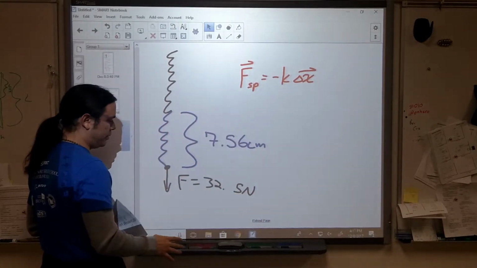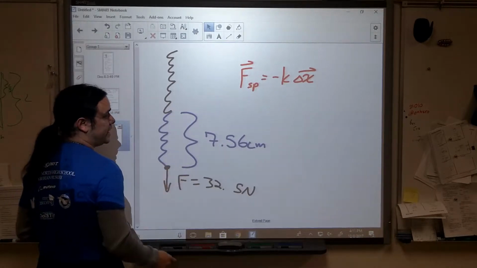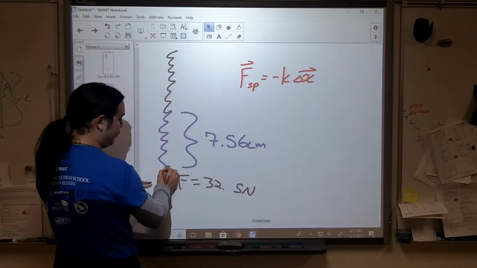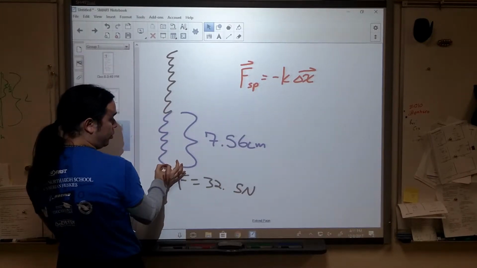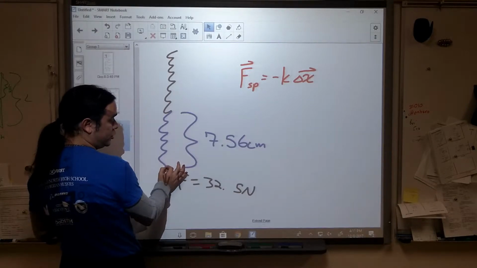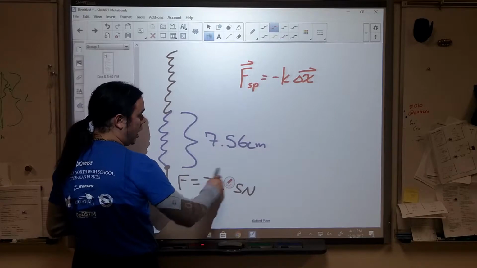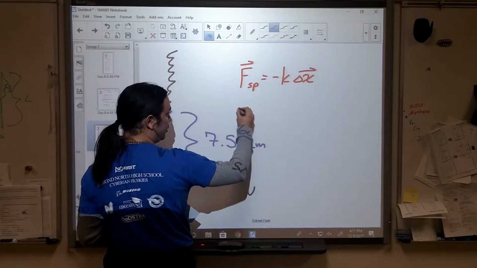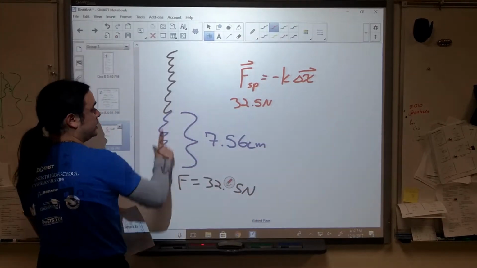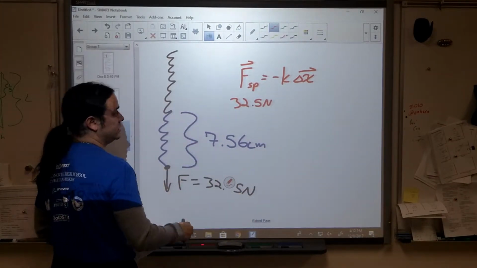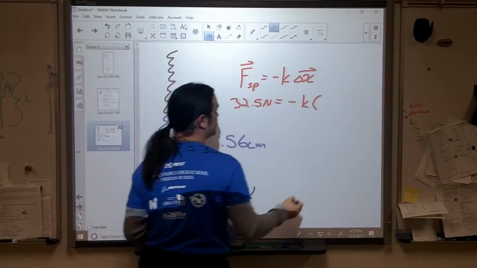Right, here's where we could do a free body diagram. I've got a force shown here, but that's the force of me pulling down. What we actually have is the spring force, so if I'm pulling down with 32.5 newtons, the spring is actually pulling up with 32.5 newtons, and that's why the edge of the spring there stays still. So the main reason I bring that up is our force of the spring is going to be 32.5 newtons, but it's going to be positive because the spring is trying to pull back up to its natural length. Equals negative k times our displacement.